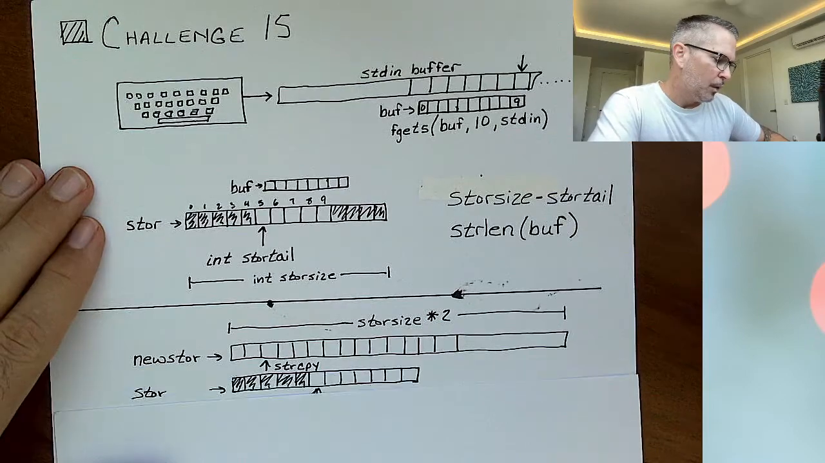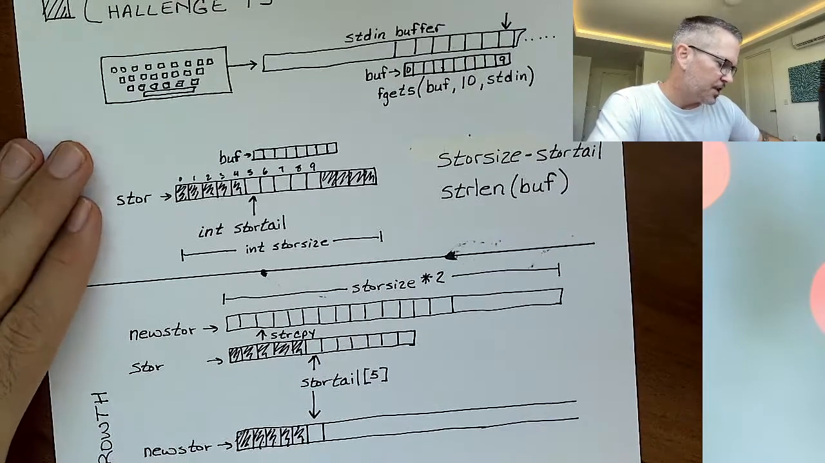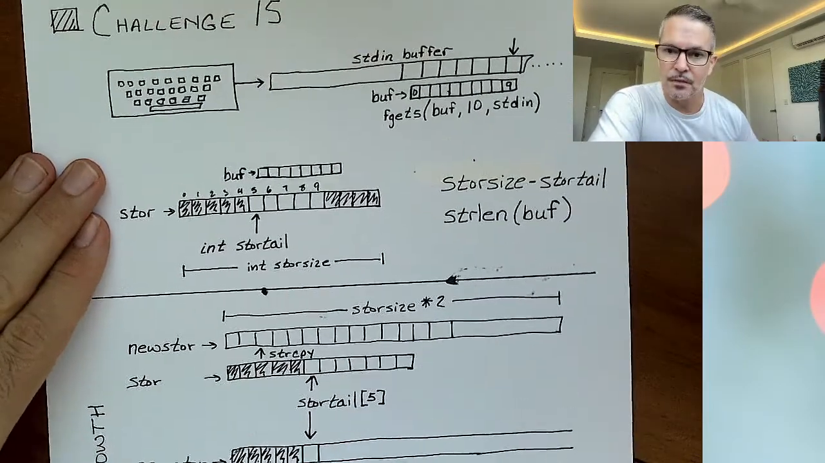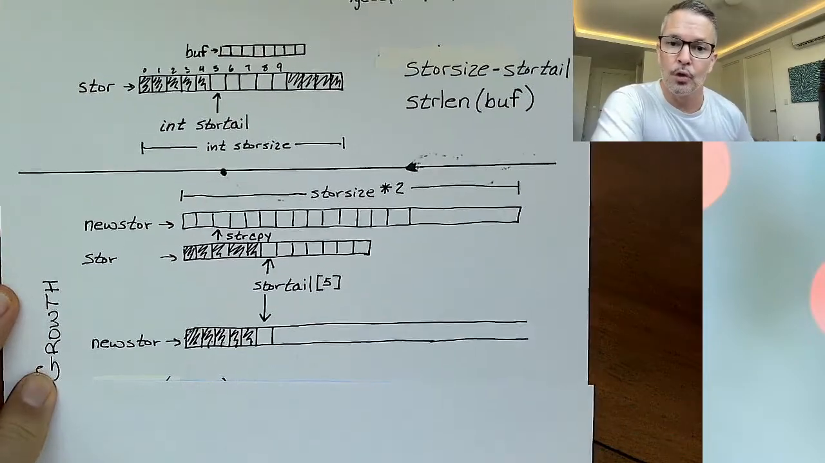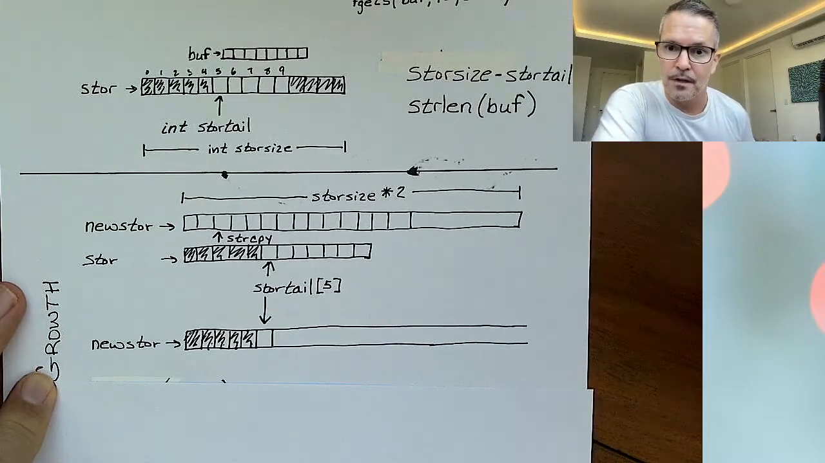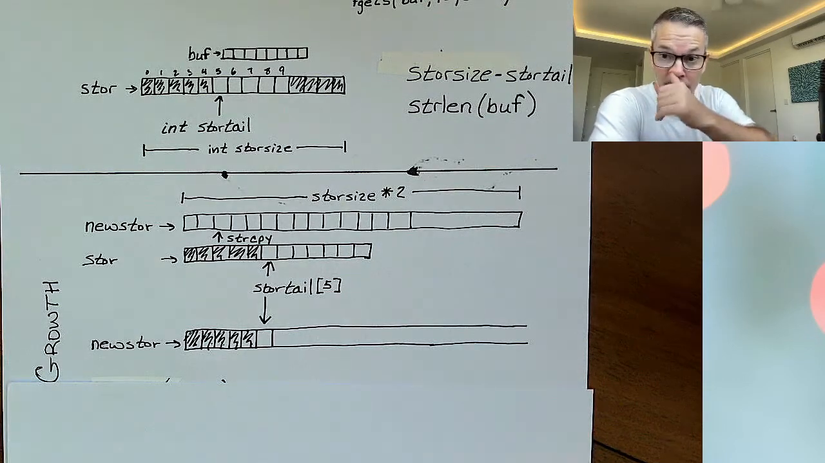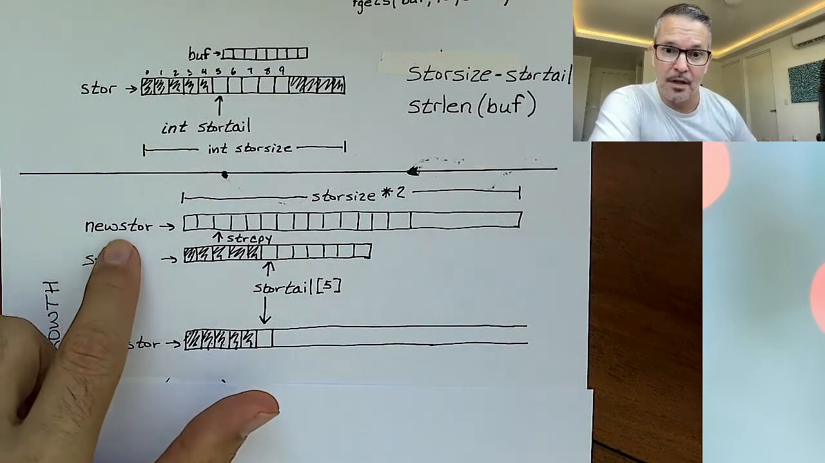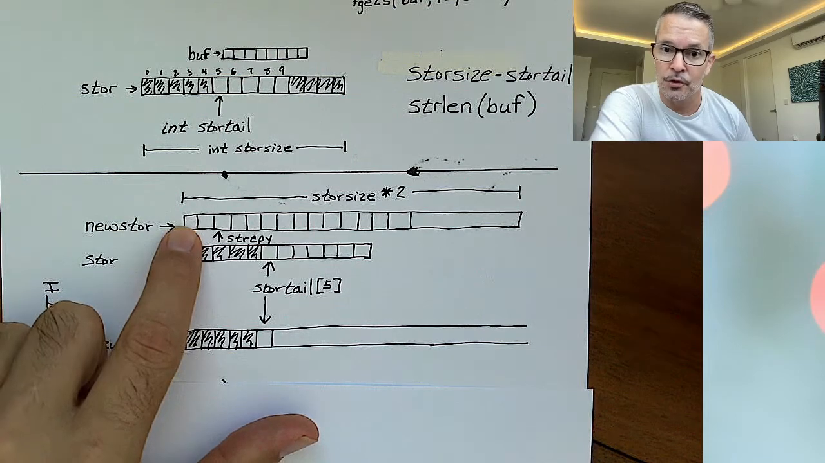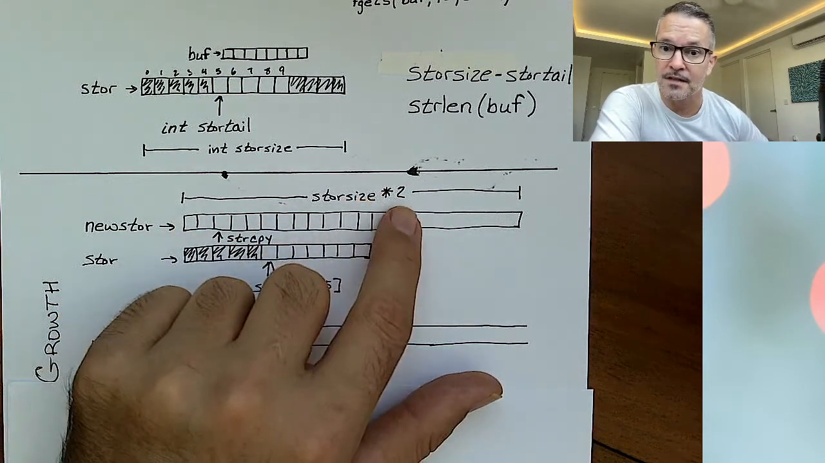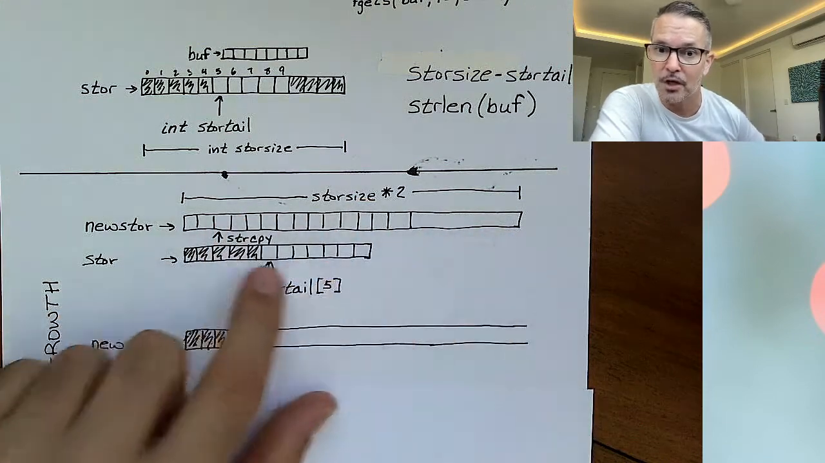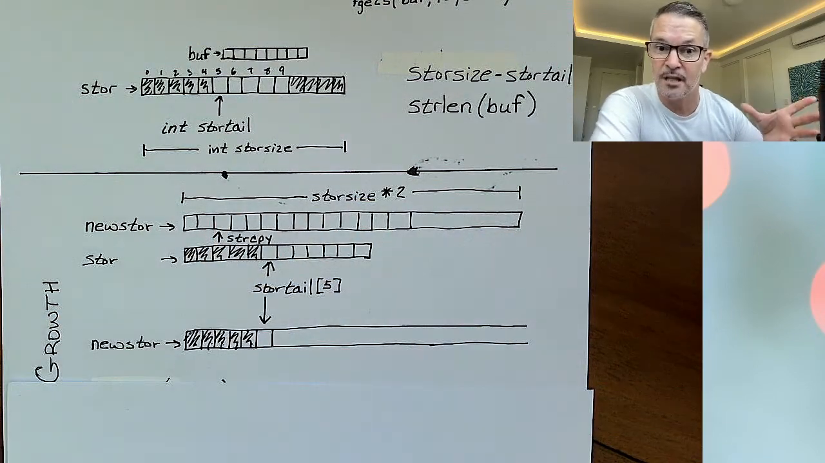So what I'm going to do first is check to make sure I have enough space available. If I don't have enough space available, I need to grow my storage area. The way I'm going to do that in my code is set up a new pointer to a new storage area. I'm going to malloc the current storage size times 2. So I'm going to double my current storage area from 10 to 20.